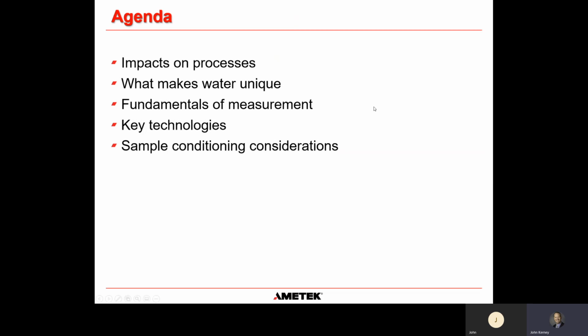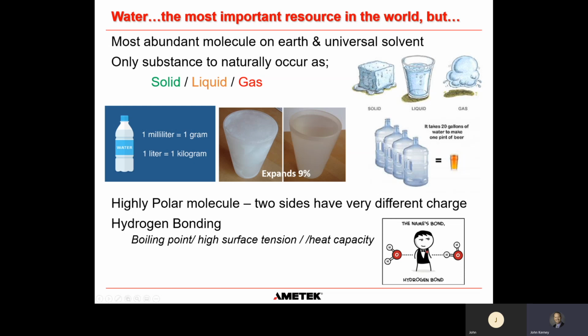So if we jump right in, water is definitely the most abundant molecule on Earth, and as you can see in the slide, I have that, but I also have a "but," which we'll talk about in a minute. Water has some interesting properties. It's the only substance that really occurs naturally as a solid, a liquid, and a gas. And unlike most things, which contract or shrink when they freeze, water actually expands by 9% when it freezes, and that's due to some unique properties that we'll talk about in a minute. Just as a light note, I learned that it takes about 20 gallons of water to make 1 pint of beer. So some interesting facts there about water.